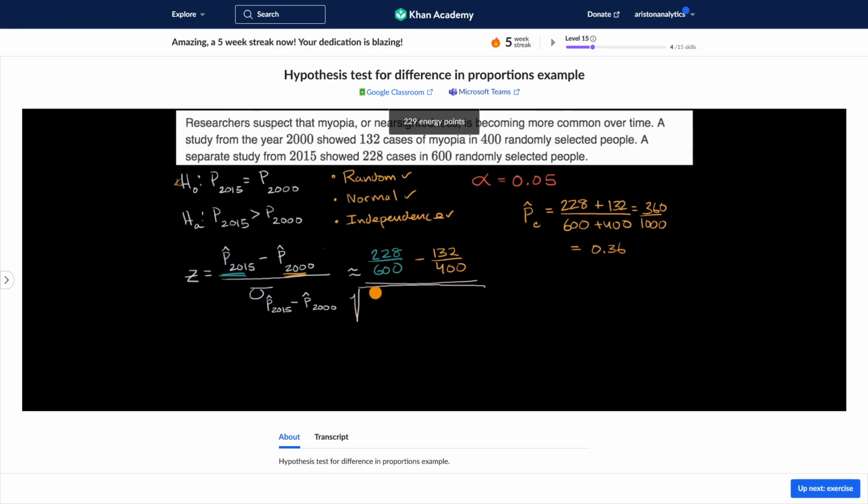And we can use that inside the expression when we're trying to estimate our standard deviation of this sampling distribution. So this is going to be 0.36 times 1 minus 0.36, which would be 0.64, over the sample size in 2015, which is 600, plus 0.36 times 0.64 over the sample size in 2000, which is equal to 400. And let's see, before I even get my calculator out, I think I can simplify this a little bit.